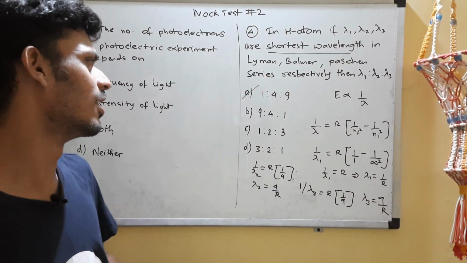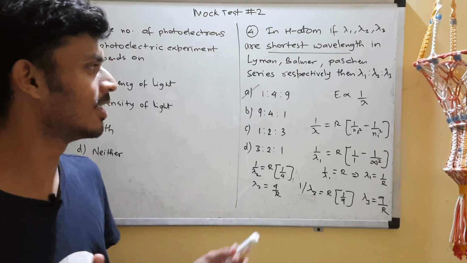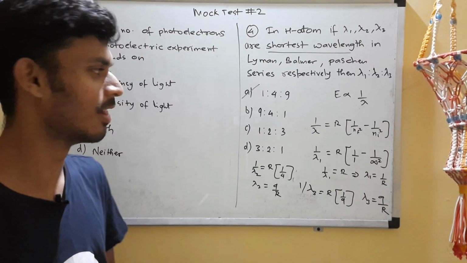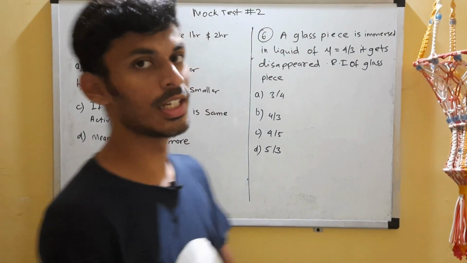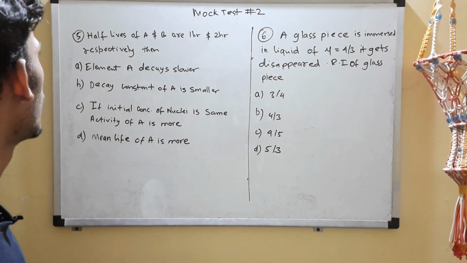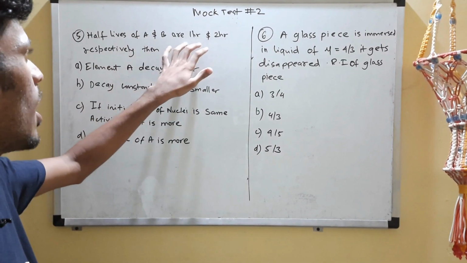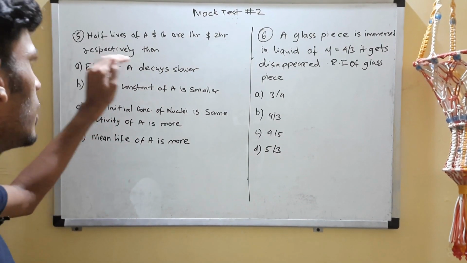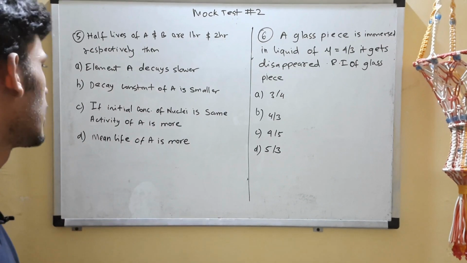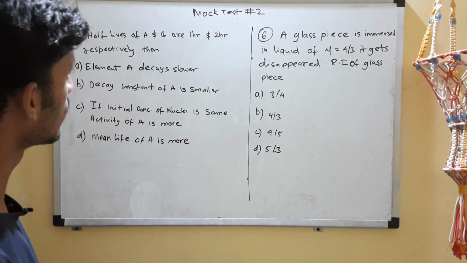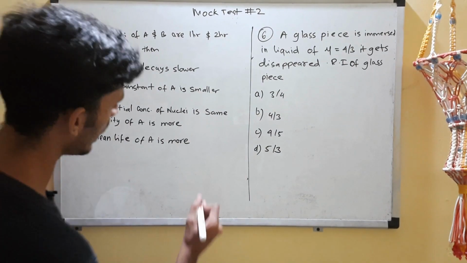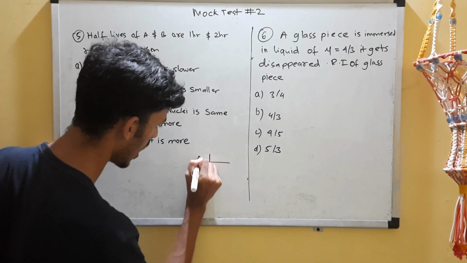I think this was one of the questions that we did in a series as well. Anyways, let's move to the next question now. So questions 5 and 6 over here, let's get to it. In question 5, we are told that the half-lives of A and B are 1 hour and 2 hours respectively. You are supposed to tell which is the correct statement among the following. Element A decays slower. Okay, so if we begin at the same concentration, suppose A and B.